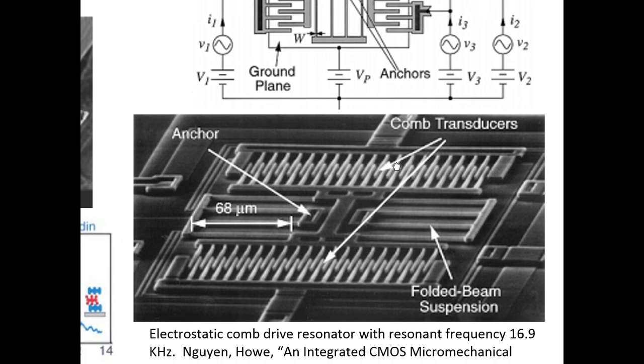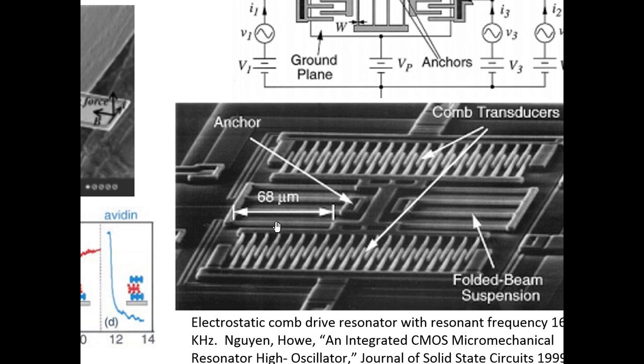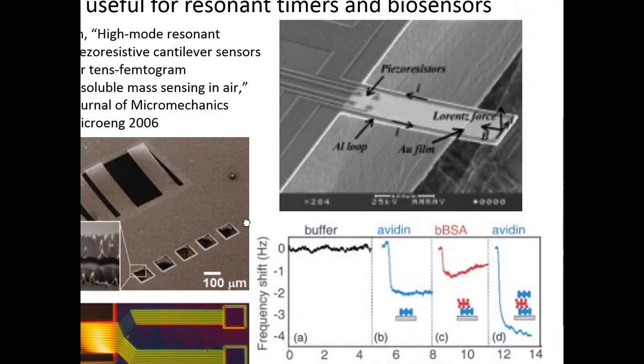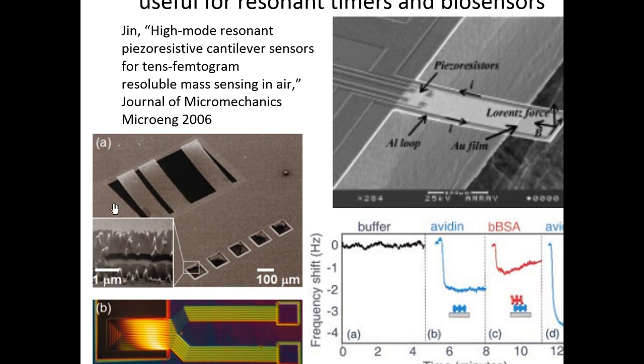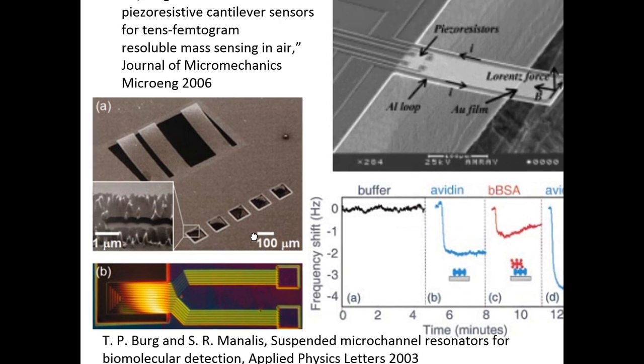This is what an example of the device looks like. Because it has a small mass, it has a high resonant frequency. These devices are even smaller. These are just single cantilevers, all right, that are also resonating.